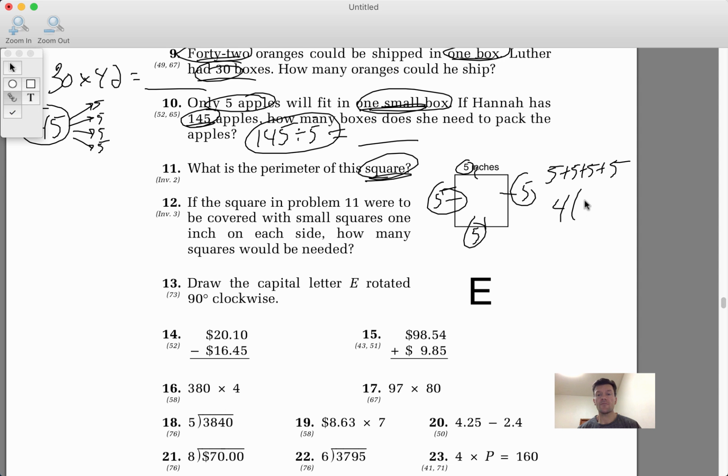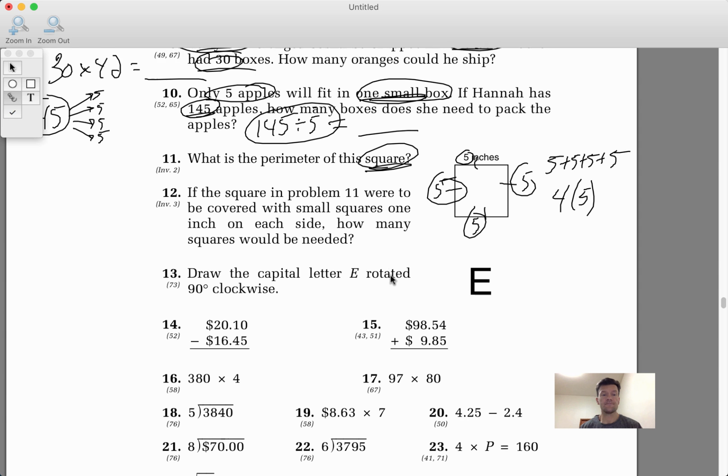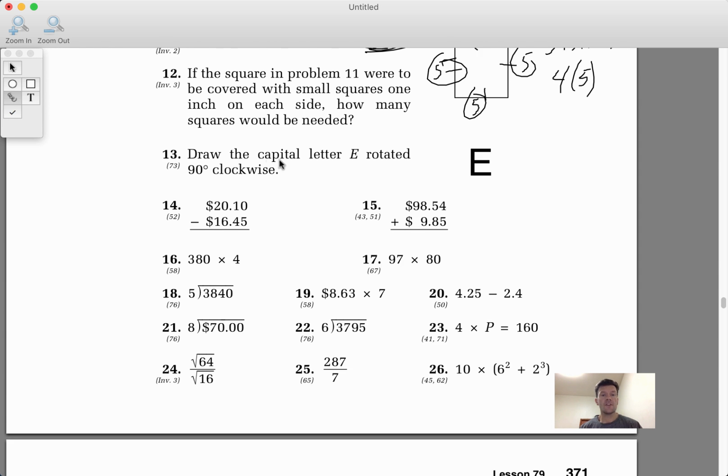Of course, you can just take 4 times 5 if you want and get the same answer. Draw the capital letter E rotated 90 degrees clockwise. So you're going to rotate this 90 degrees. You can just think of even a single point here. If you take that single point and rotate it 90 degrees, that single point is going to be here. And then from that single point, you can draw the rest of it. So the E now is going to be on its back, sort of.